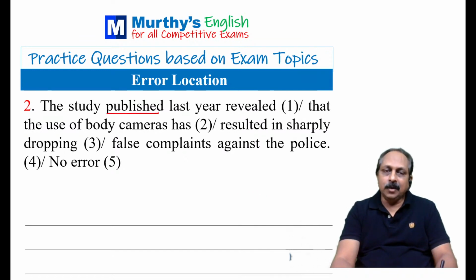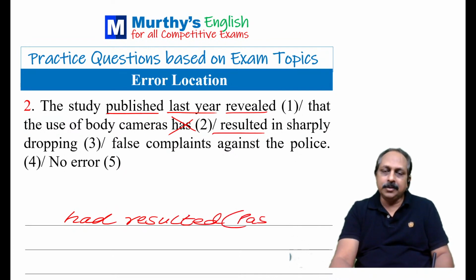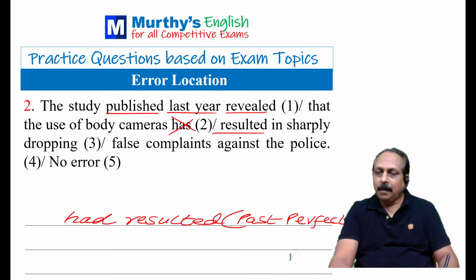Here, the study published, verb is in the past, last year, context, time in the past, revealed, disclosed that the use of body cameras we cannot use has resulted. The context goes into the past, and we cannot use present perfect. Already time is also there. Based on that, the study published last year revealed that the use of body cameras had resulted in sharply dropping false complaints against the police. Because there is a verb in the past, it should be in past perfect. Based on that, has is not correct. Had resulted. Which tense is this? Past perfect. That's right. Had resulted. Past perfect tense.